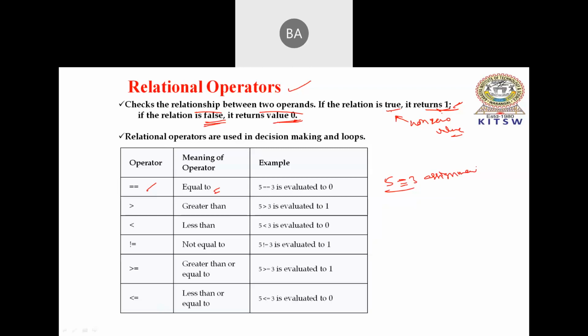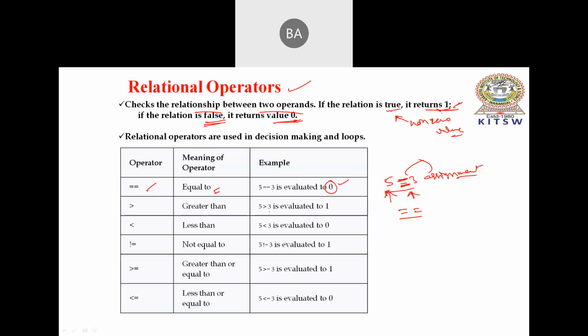It is also a valid operator available in C language. The compiler does not report any error if you use single equal to, but the meaning of this operator will be different. So if you want to check the equality for two values, whether they are equal or not, we have to use double equal to. Okay, so equality: 5 double equal to 3, it is false, the condition is false, returns 0.